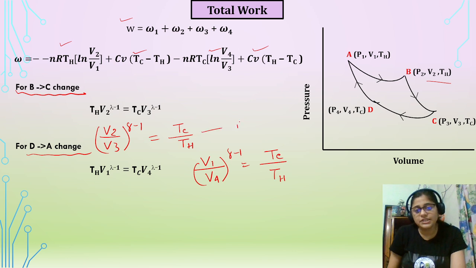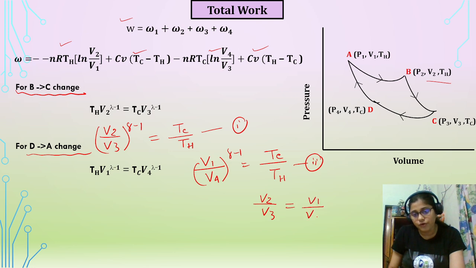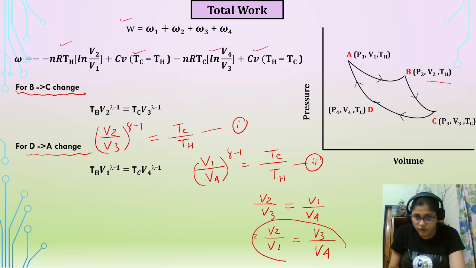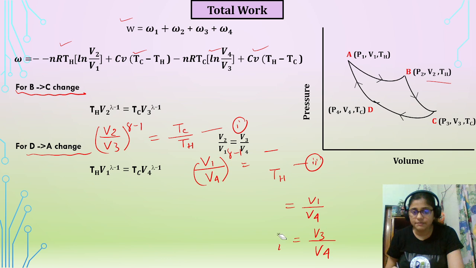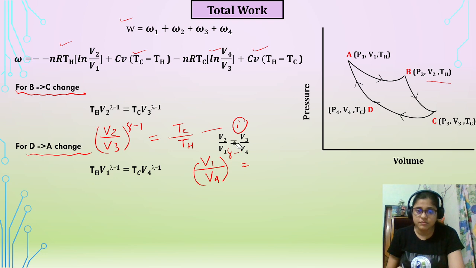So if we compare these two equations, you see the right hand side part is the same. So we can equalize these two, and when we equalize them, we will get V2 by V3 equal to V1 by V4, and we can write V2 by V1 will be equal to V3 by V4. Okay, this one we can write here. I have written it. Let's remove the other part so that you can see it in a better way. So till this we got.